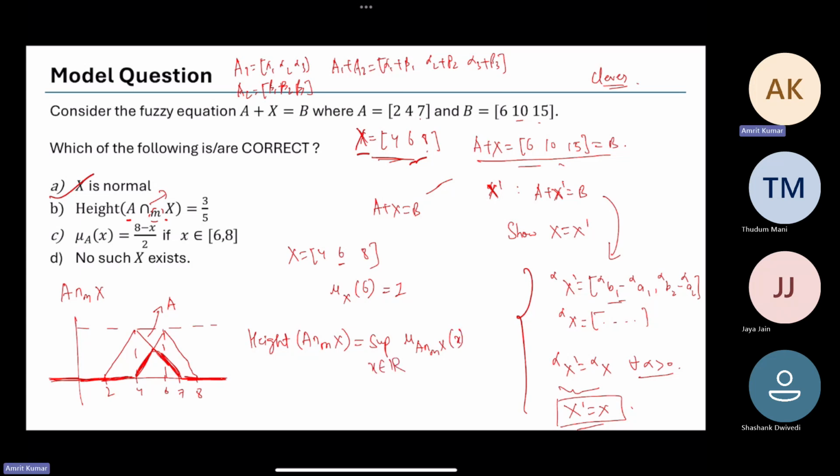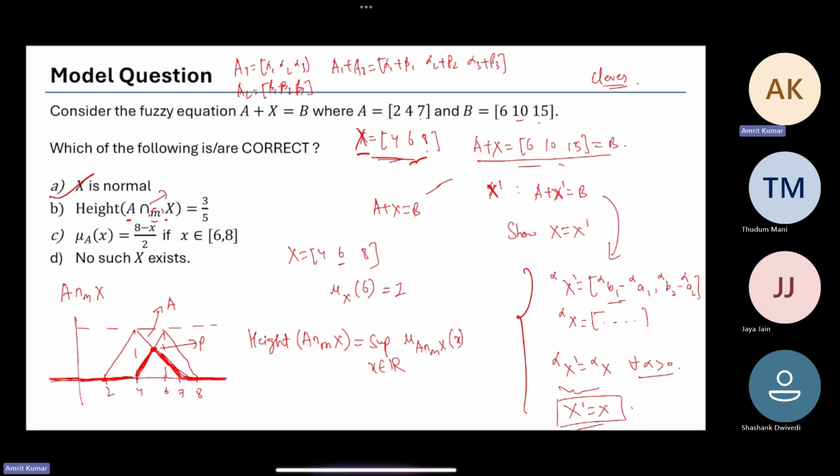So basically, it is very clear that since this is the graph of the membership function of A intersection X, this is the height, right? So this point P corresponds to the height. The y coordinate of point P is the height. And we can easily figure that out.